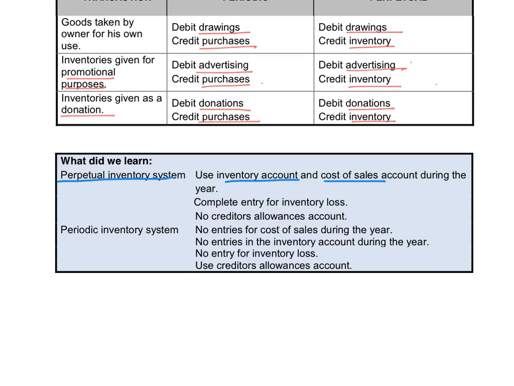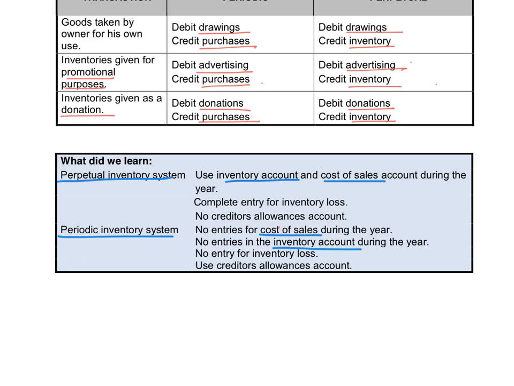In the periodic inventory system, no entries for cost of sales is recorded during the year. At the end of the year, a calculation will be done to determine the cost of sales, and no entries are recorded in the inventory account during the year. So the inventory account balance from the previous year will stay in that account up to the end of the current financial year.